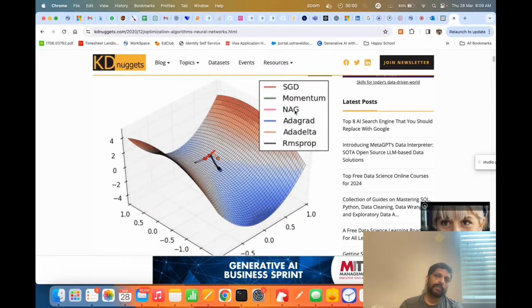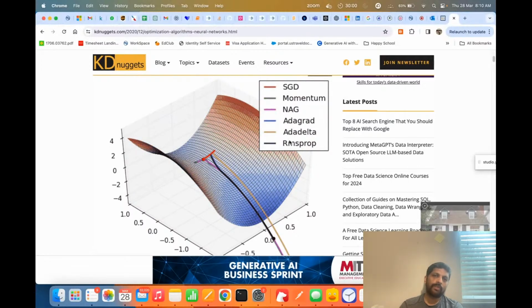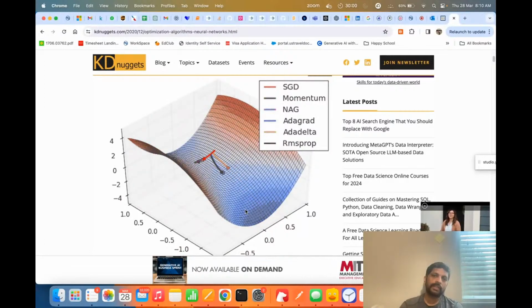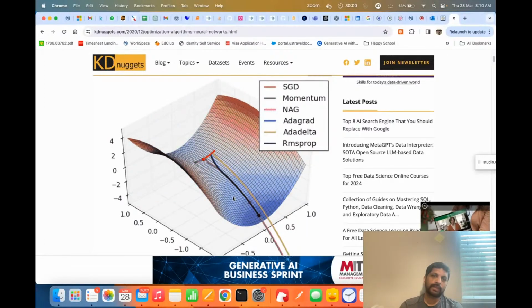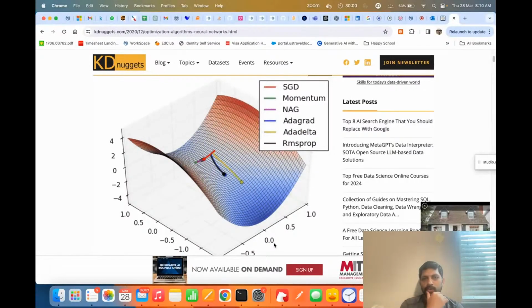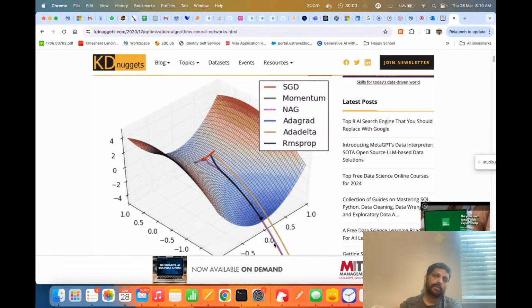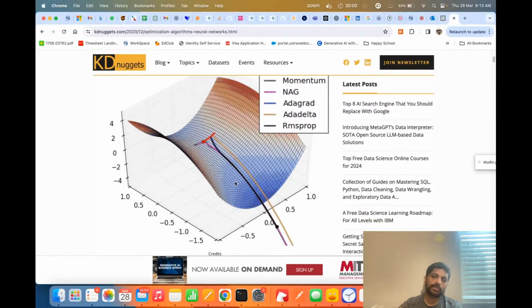But whereas NAG, Adagrad, Adadelta, and RMSprop, all these four colors are coming this way. One, two, three, four. Four colors are coming this way. I'm not sure if the green is coming or not, but we'll find out. Okay, I think green is also coming this way.